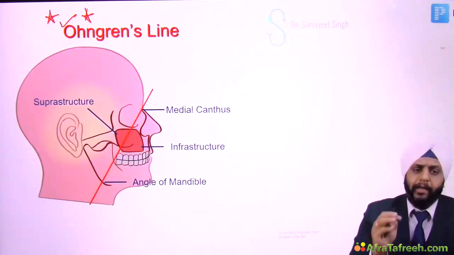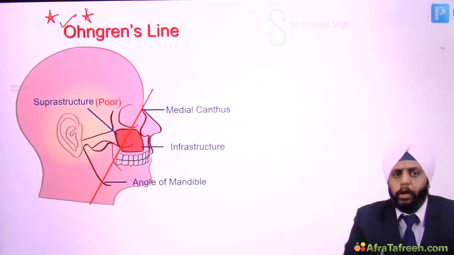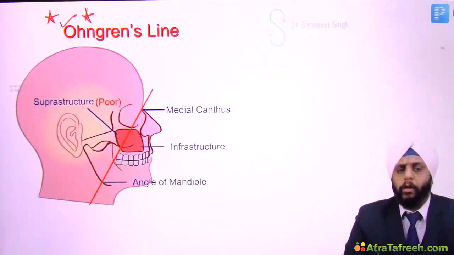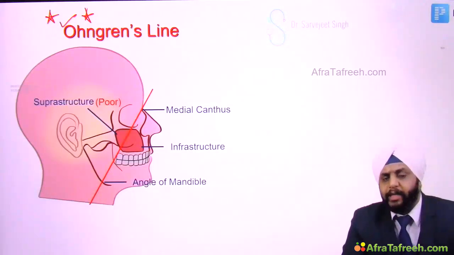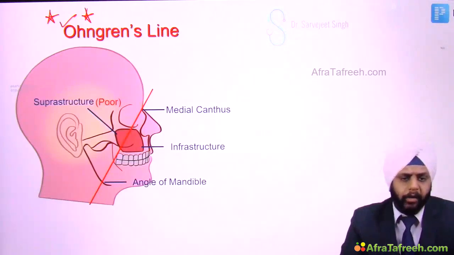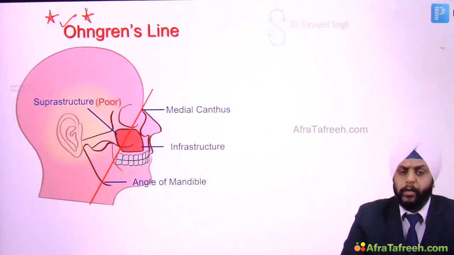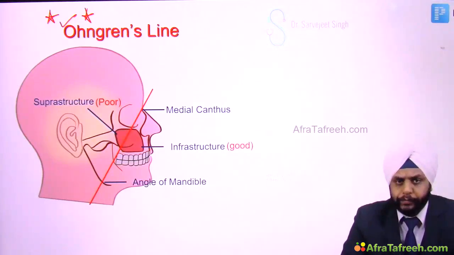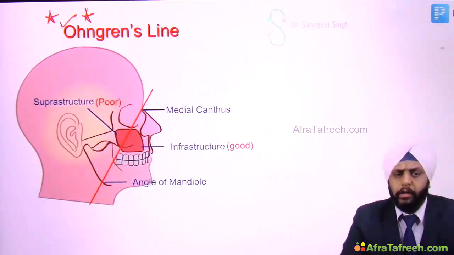That means if there is any malignancy in the suprastructure, what will happen? The prognosis for that is poor because it can involve all those important vital structures. Whereas if a malignancy is there in the infrastructure, this malignancy will involve the palate and you can surgically cut and remove the palate and the malignancy. So the prognosis for infrastructure malignancy is good. Okay, so this is one of the earliest classifications used for maxillary sinus carcinoma.